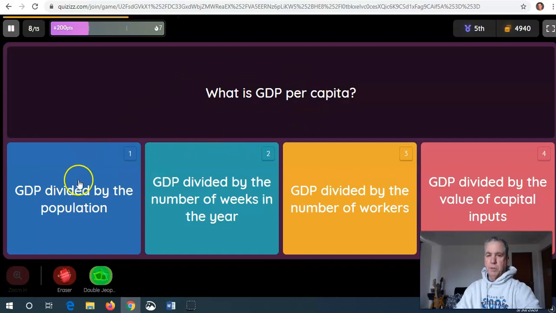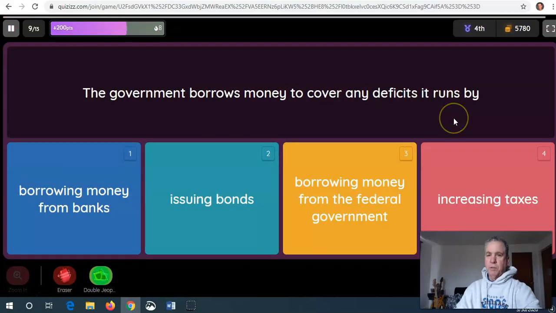Per capita, population. The government borrows money to cover any deficits it runs by. So how are they going to do that? Right now, the president just signed a huge $2 trillion piece of legislation to put money into the economy. How are they going to pay for that?